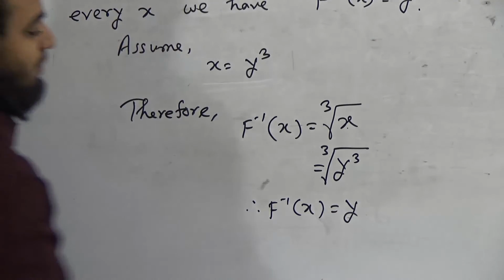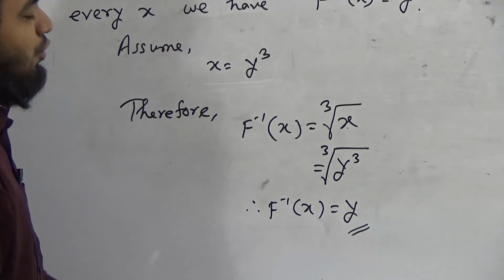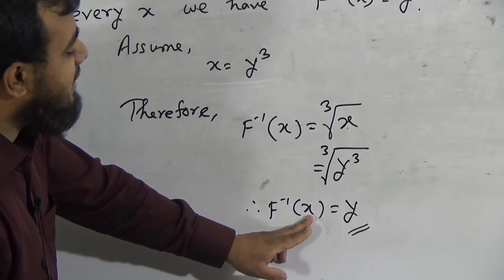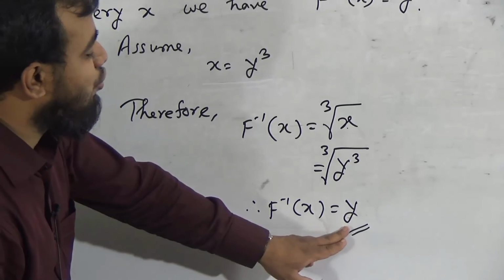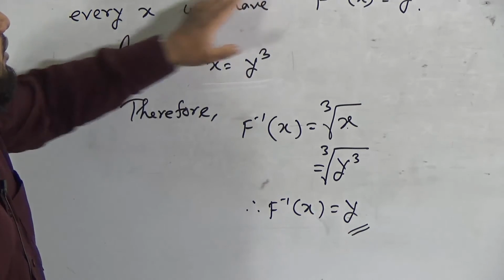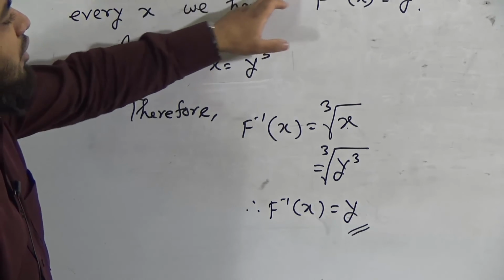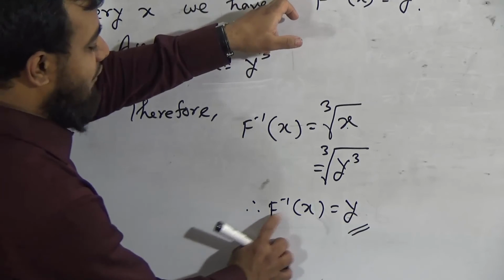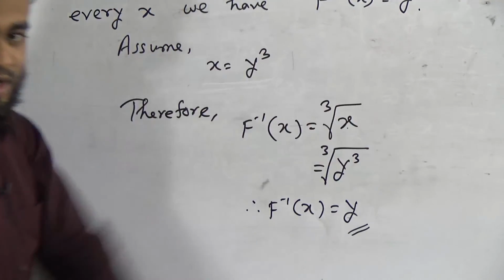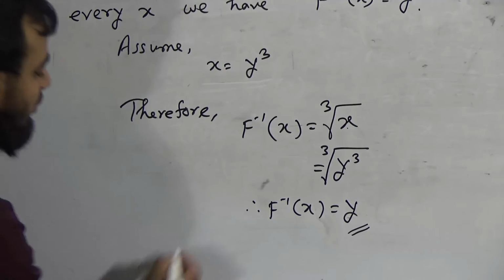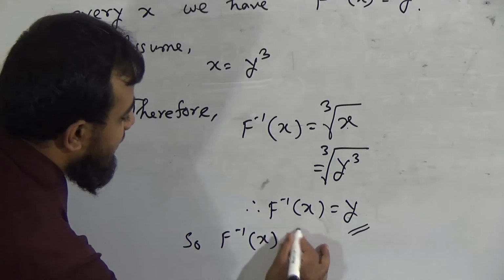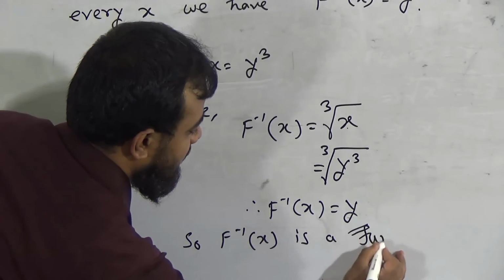We got this. To be a function we need f inverse of x equal to y for every x belonging to the domain of f inverse. For every x belonging to the domain of f inverse, we already got f inverse of x equal to y, which is required to be a function. I think, my students, you have understood. Now we can write down, so f inverse of x is a function.